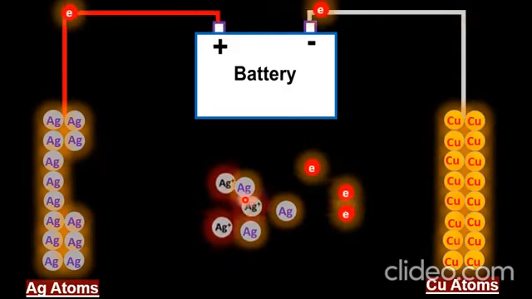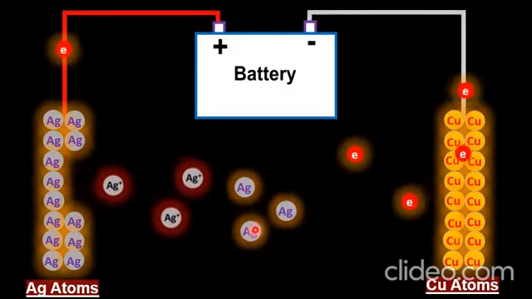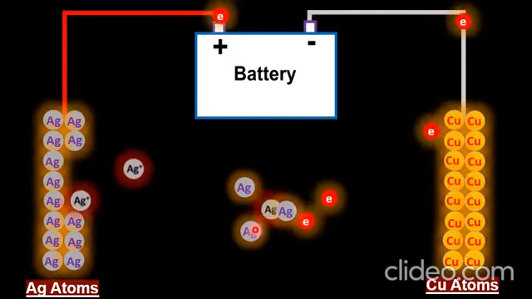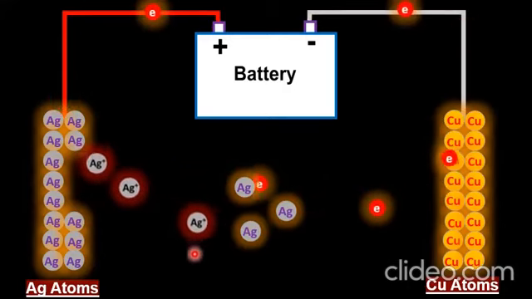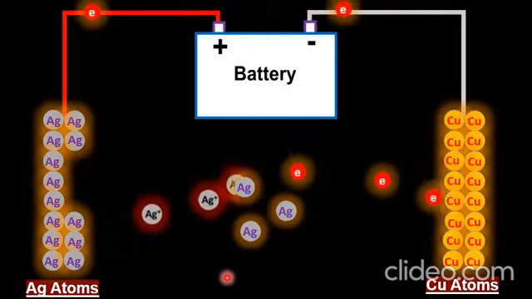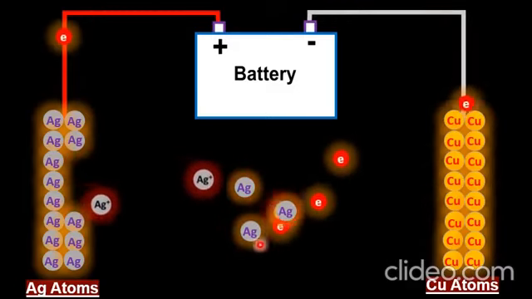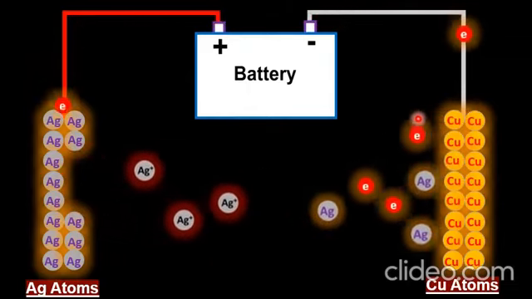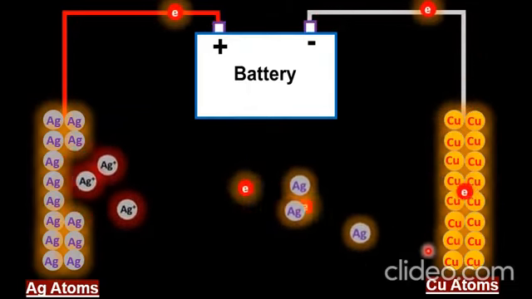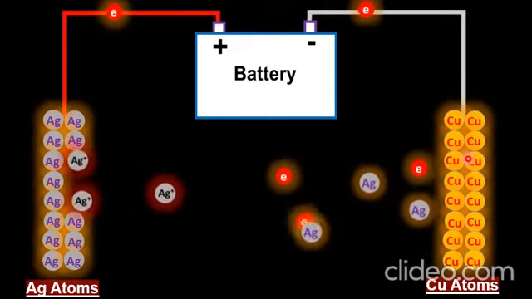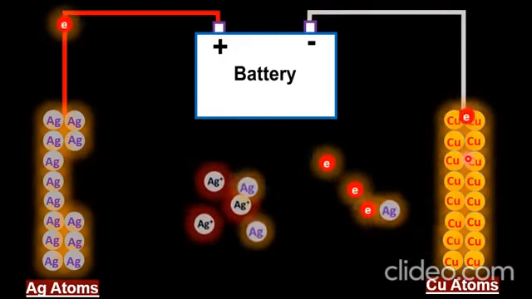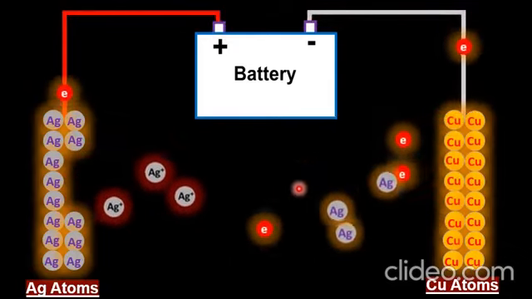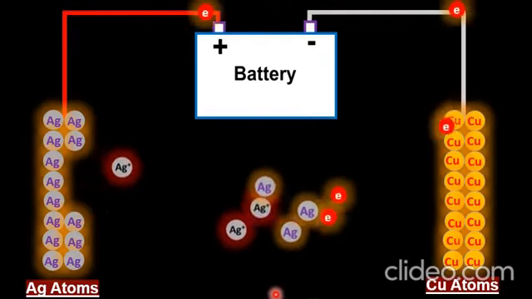These neutral silver atoms, which are converted by the gain of an electron by a silver ion, can no longer be part of the electroplating solution because they are not dissolvable. So these neutral atoms will move toward the surface of the copper metal and they will be deposited onto the surface of the copper metal as a thin film. So this is how we can represent an electroplating process by a schematic diagram.